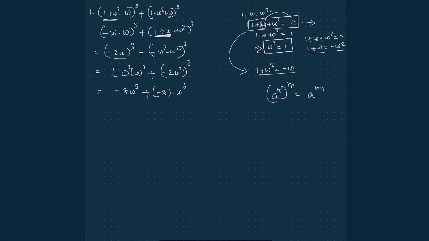Now, can I write like this? What is omega cube exactly? Omega cube, you can see, is equal to 1. So instead of this omega cube, can I replace 1? So minus 8 into 1, plus minus 8 into, can I write this one also like this, omega cube squared? So now minus 8 into this will be 1 square. So the answer will be minus 8 minus 8. It is going to be minus 16. This is one answer.